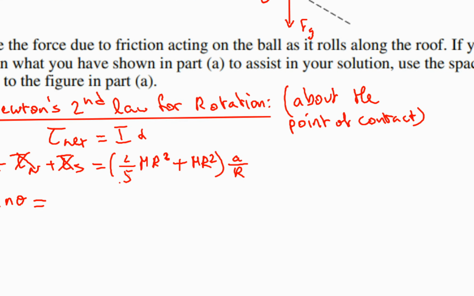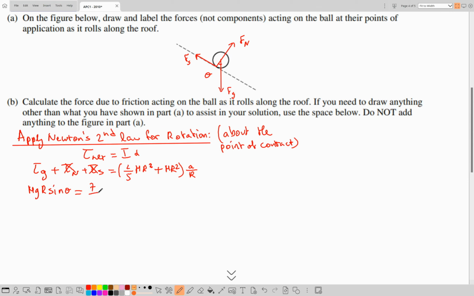cosine. And if you add these two fractions, 2 over 5 plus 1, that would be 7 over 5 mr square multiplied by a over r. Now r cancels with r, as well as m. So we're left with g sine theta equals 7 over 5 a, which means that a, the acceleration that we're going to use in order to find friction, is given by 5 over 7 g sine theta.